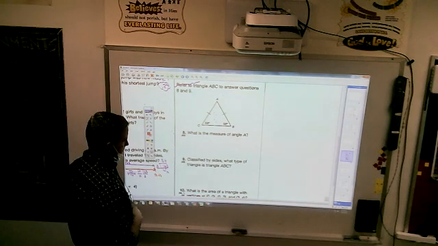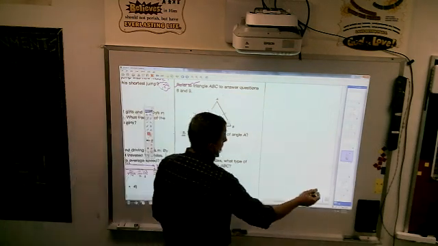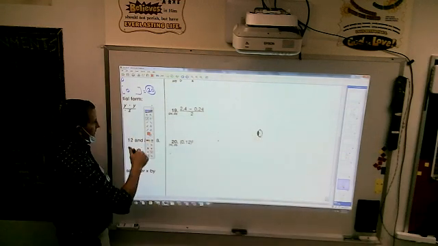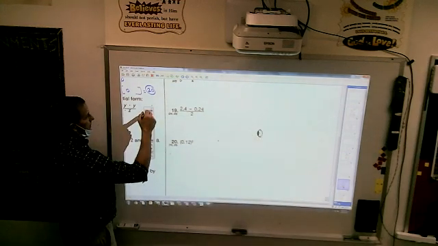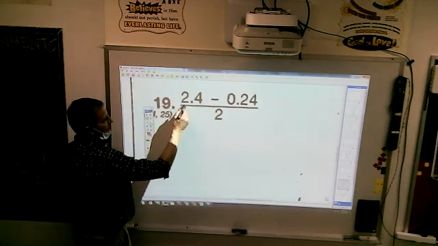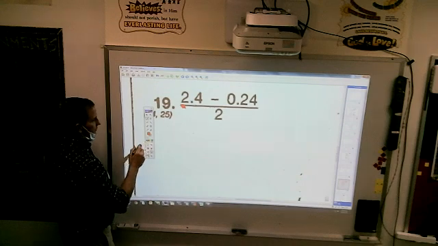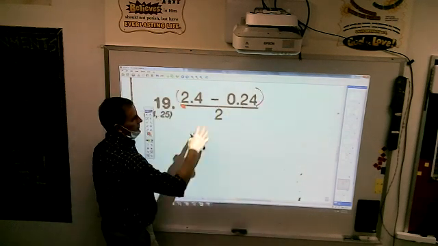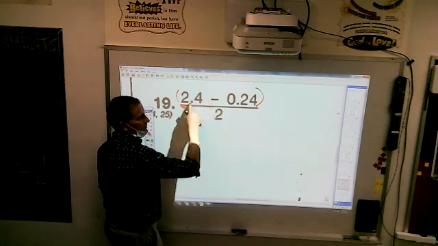Caleb? You do 19. I would love to do something other than that last one. All right, is this the one, Caleb? Yeah. So, ladies and gentlemen, problem number 19. A fraction line is a grouping symbol, and when you see fraction lines, you need to think about this as being all put together. You don't divide by 2 until you put these two together.